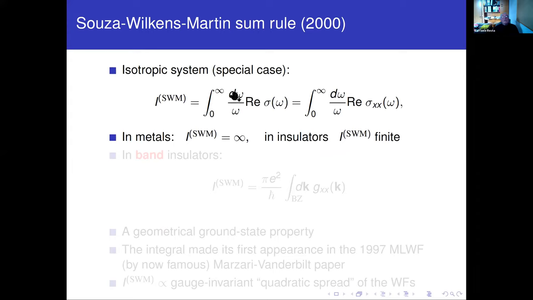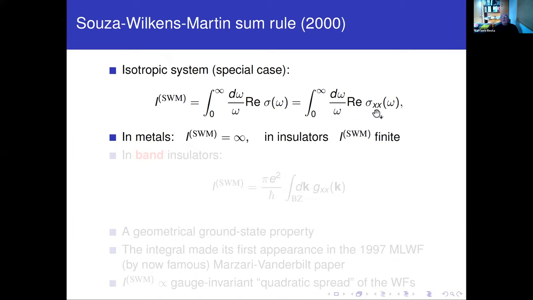In the year 2000, Souza, Wilkens, and Martin proposed to discriminate insulators and metals by looking at this integral. This integral, of course, is finite in any insulator, and it diverges in all metals. And in the case when it is finite, it is a measurable quantity. It is a gauge-invariant property, of course, and it can be shown it is a ground state property. So in order to measure it, you don't have a probe acting on the ground state.